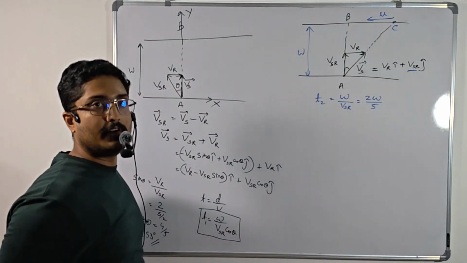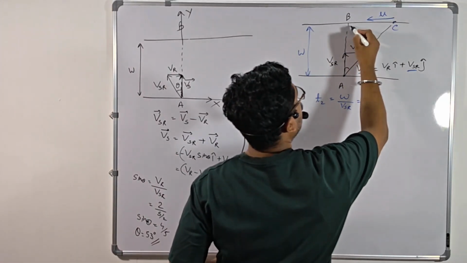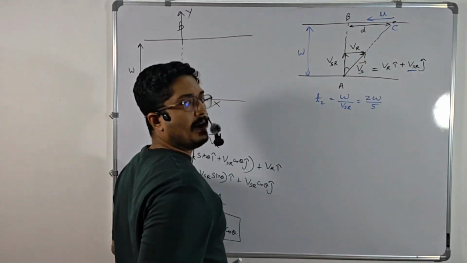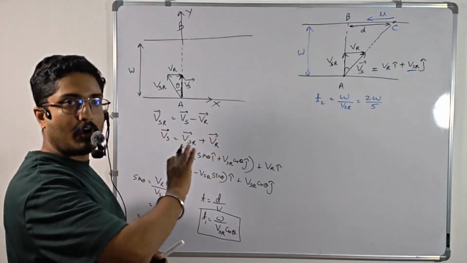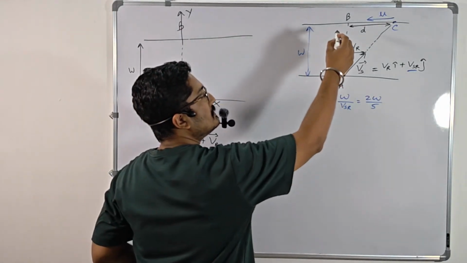How much distance will he travel? For that, let us call this the drift the man has. The man has that drift because of the velocity of the river. I can find that drift by using this triangle.